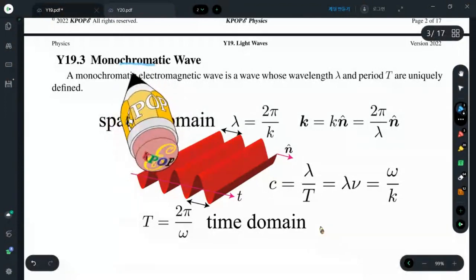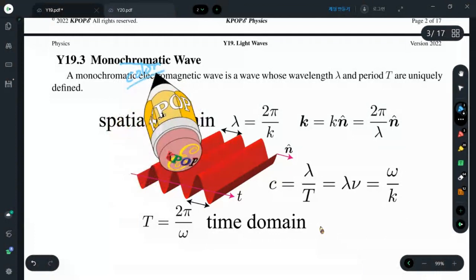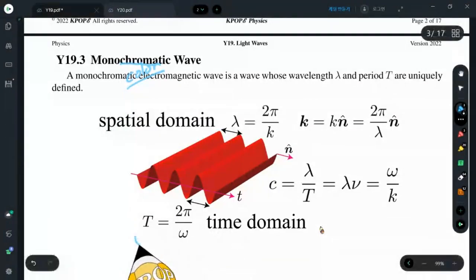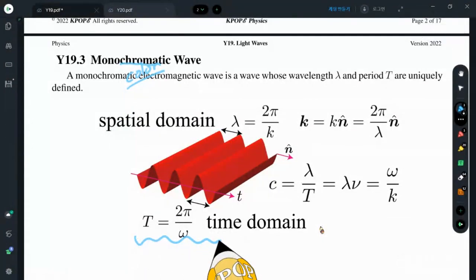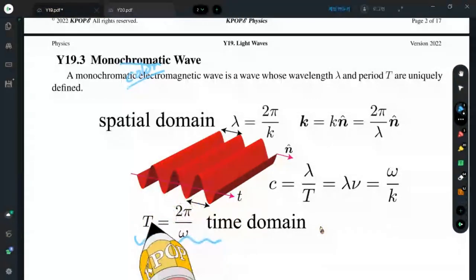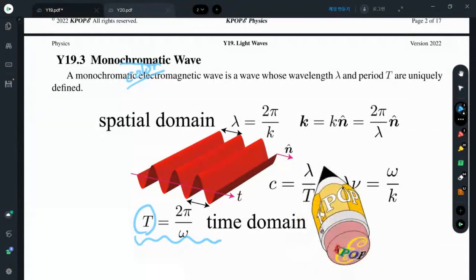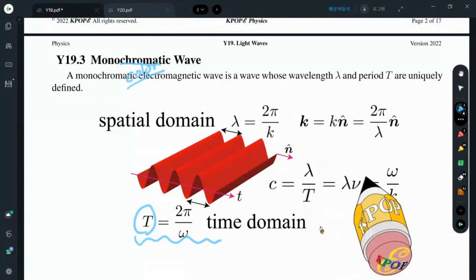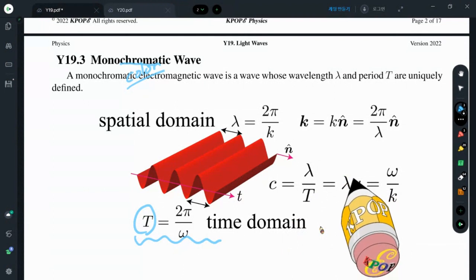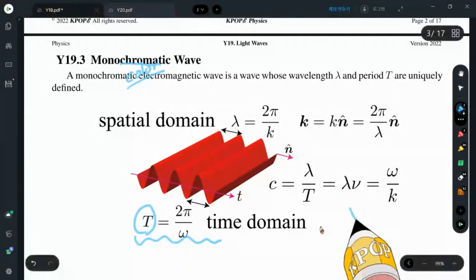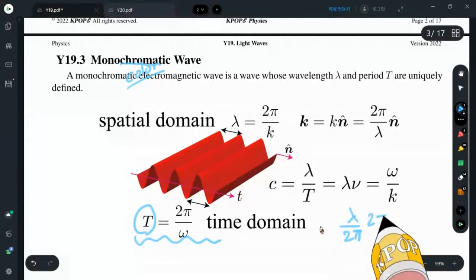Chromatic is color, single color, kind of black and white, something like that. If we consider the oscillation with respect to time, this fluctuation returns to the same phase in time T, which is called the period. The inverse of the period, 1 over T, is the frequency nu. And if you multiply by 2 pi, you'll find the angular frequency omega, 2 pi nu.